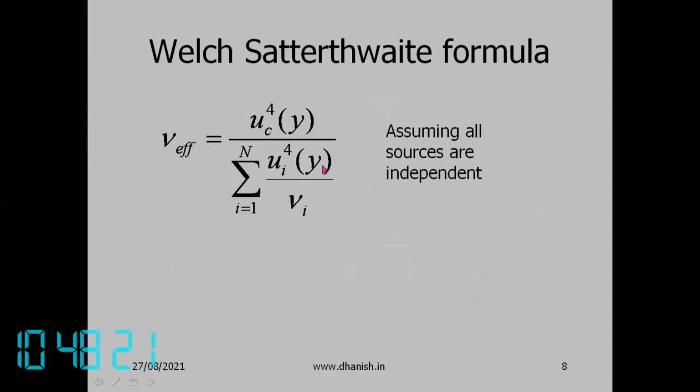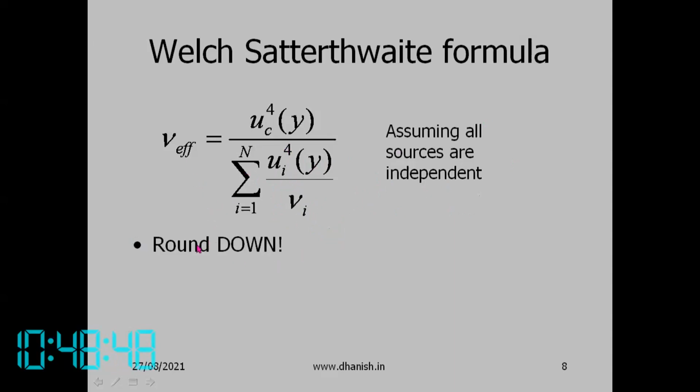What is this? Uncertainty of y due to the ith input quantity. So this is the uncertainty contribution due to the ith source. So each contribution, you divide by its degrees of freedom. Each contribution raised to 4 divided by its degrees of freedom, that is the denominator. So this is if all sources are independent.